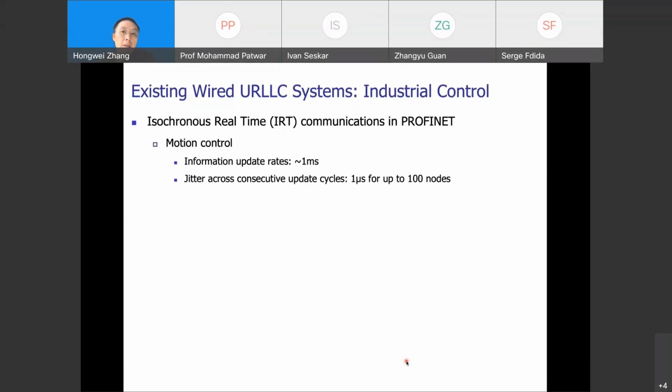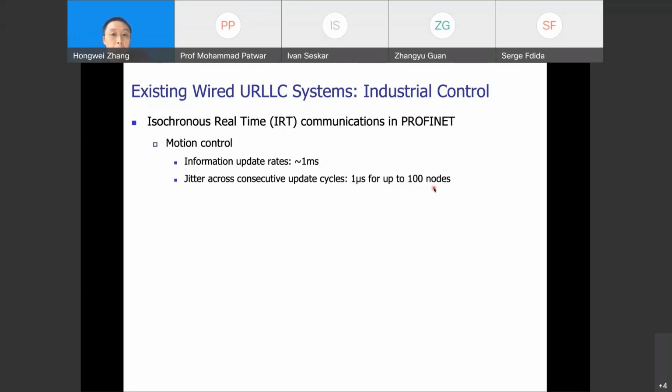So one example is Profinet. Profinet is one of the leading industrial networking solutions. It has different operation modes. One of the modes of operation is called the asynchronous real-time mode, which can support an information update rate of about 1 packet every 1 millisecond, and also gives you jitter control of about 1 microsecond, up to 100 nodes in a network setting.